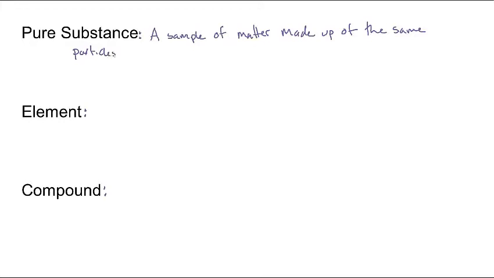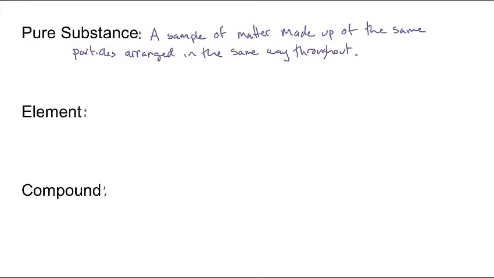So, let's do some purple. Pure substance. What is a pure substance? So, this is a sample of matter. We're going to do a bunch of vocab to start. A sample of matter made up of the same particles arranged in the same way throughout.